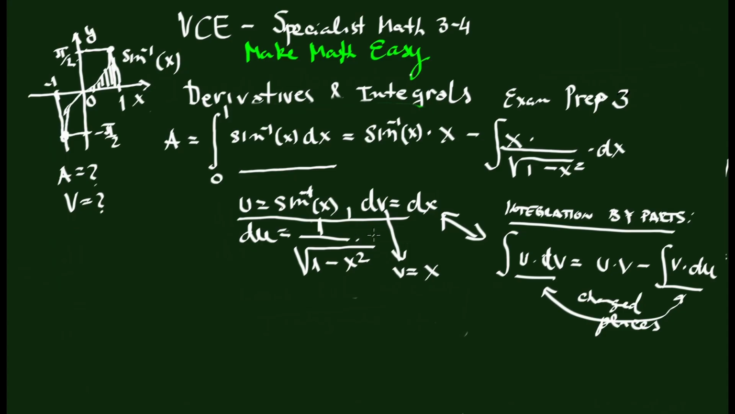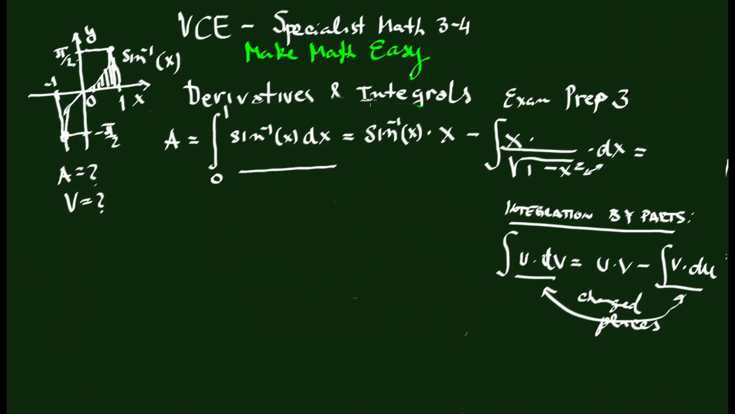Here I've got dx, right? So du is with dx, so this comes with dx. These two come together, don't they? Let us now deal with this integral here. So the whole thing becomes sine minus 1 of x times x minus.